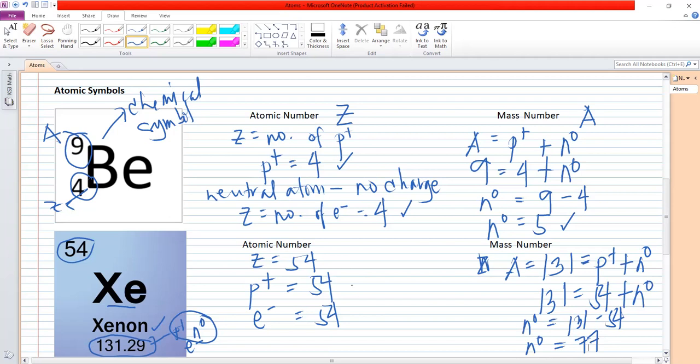Okay, so that's it for our lesson today. In our next video, we will be discussing how to get the number of protons, electrons, and neutrons if we have charged particles, or a charged atom. Again, when we say charged atom, it has excess or less electrons. And also we will be discussing how to get the number of protons, electrons, and neutrons for isotopes.